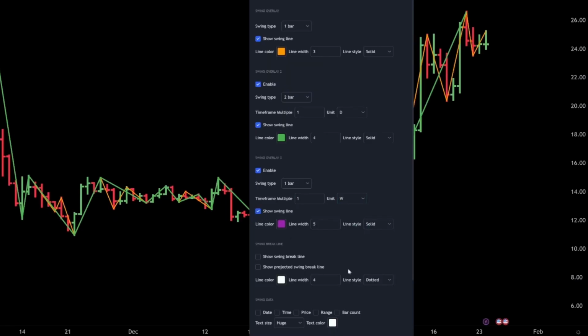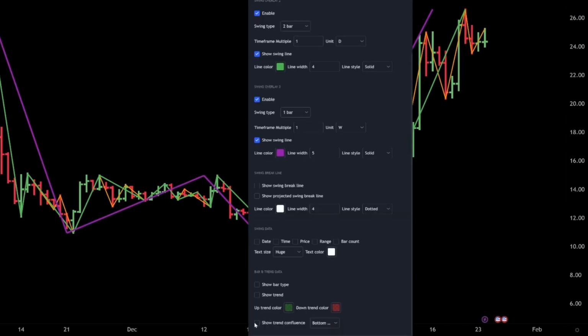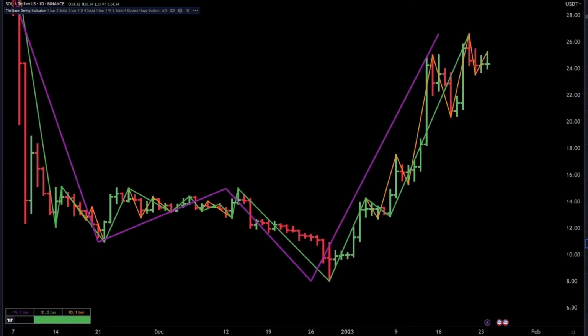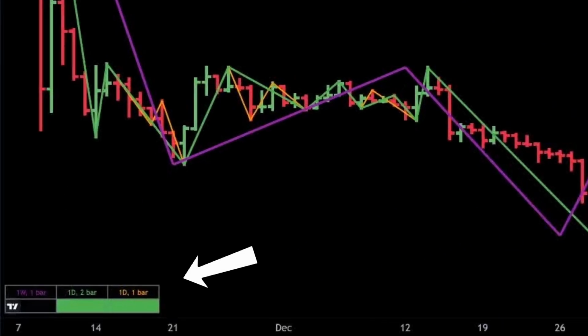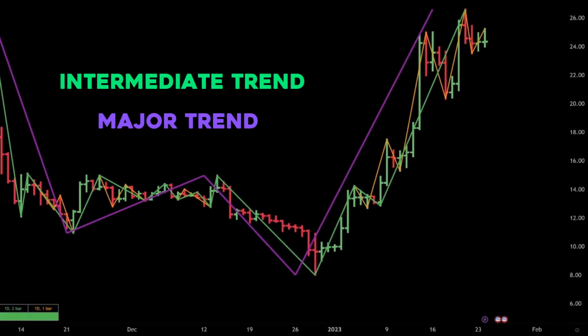And if that isn't enough, you can even plot multiple swing overlays on the same chart to identify those high probability breakout zones. And to identify times when multiple time frames are trending in synchronicity, you can turn on the trend confluence table. Doing so will help you quickly and easily identify the trend on 1, 2, or 3 different time frames all at once.